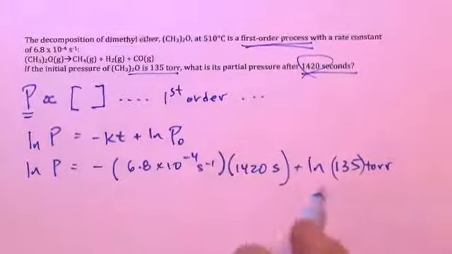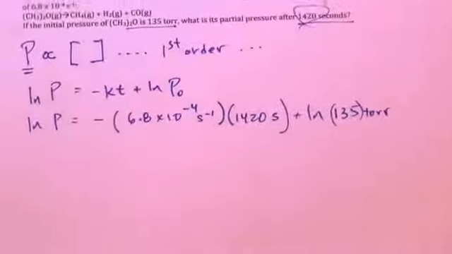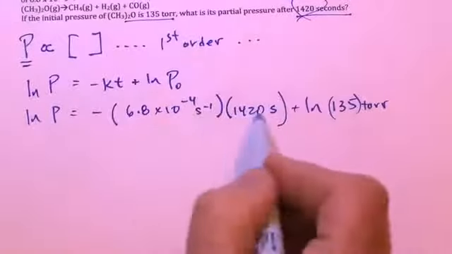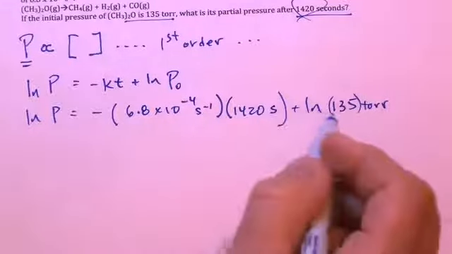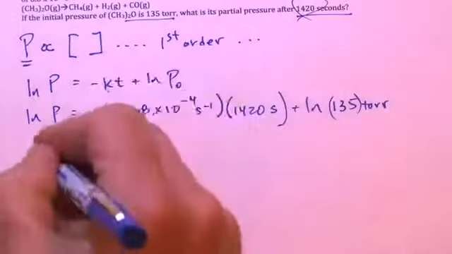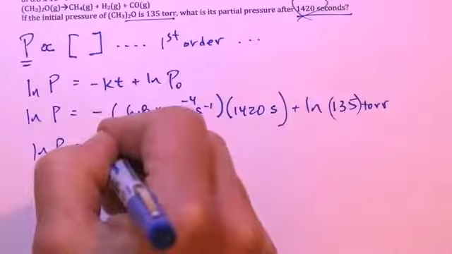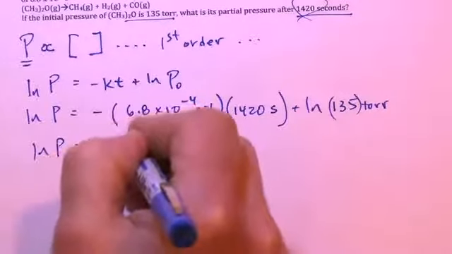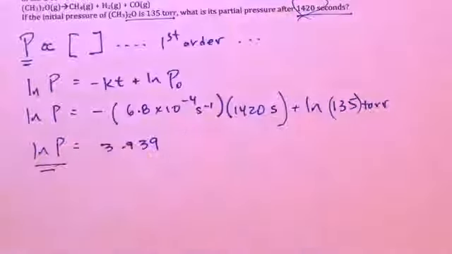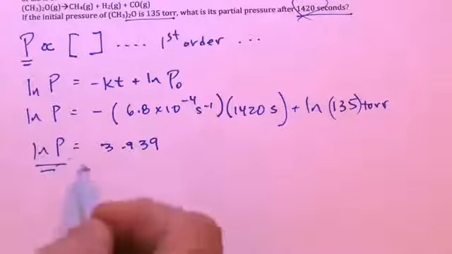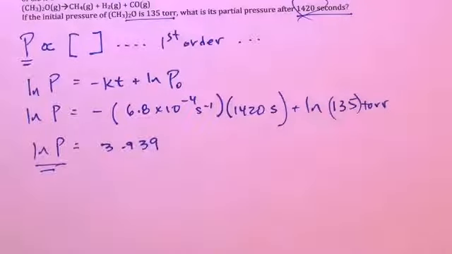So if you plug this into your calculator, this 6.8 times 10 to the negative fourth times 1420 plus the natural log of 135, you get the natural log of the pressure is equal to 3.939. And some people are confused about how to get just P here from the natural log. Obviously, you can't divide both sides by natural log.